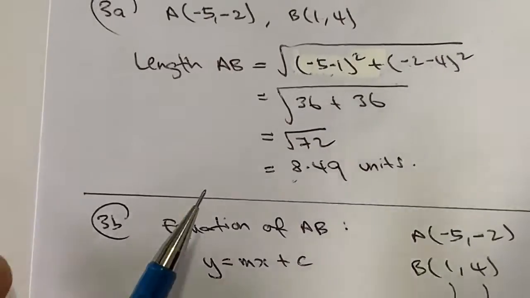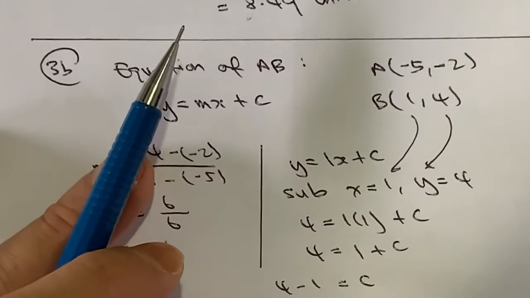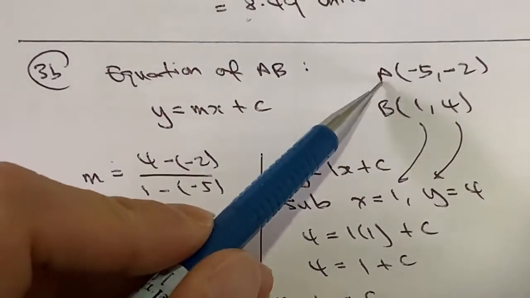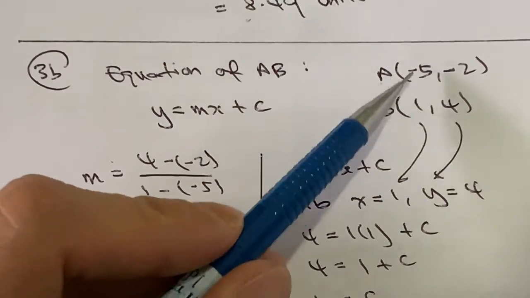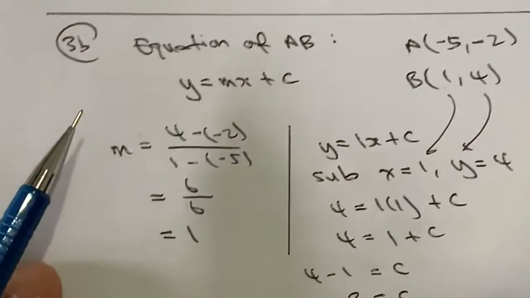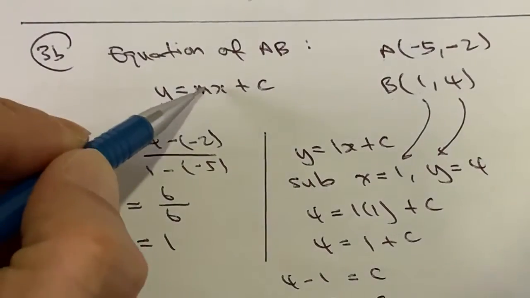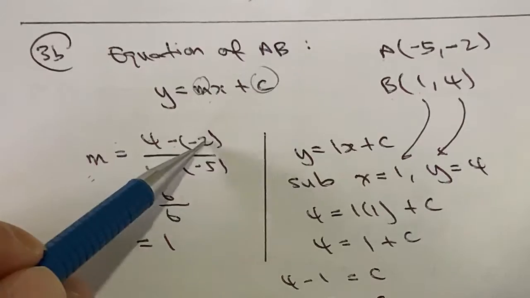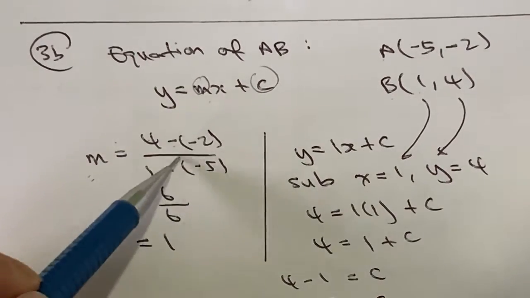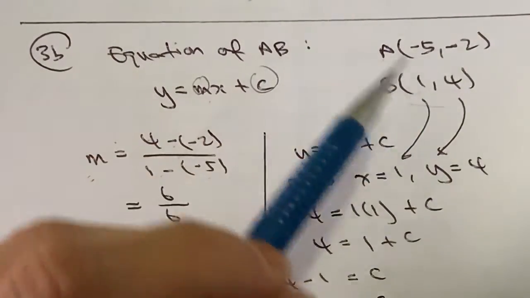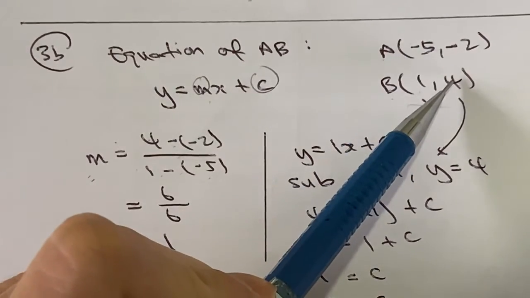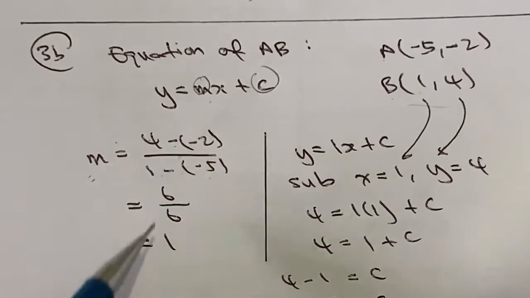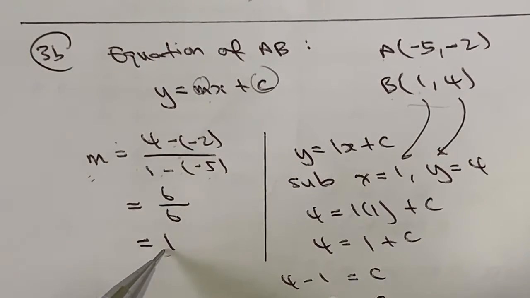Okay, the next question, we have question to find the equation of AB. So as a good practice, write A and B at the side. So these are all the given coordinates, and we can proceed to find the M and the C. So M, given formula y2 minus y1 over x2 minus x1. So again, with the coordinates at the side, you can easily refer to. So we have 4 minus negative 2, 1 minus negative 5. So that will be an answer of 1.